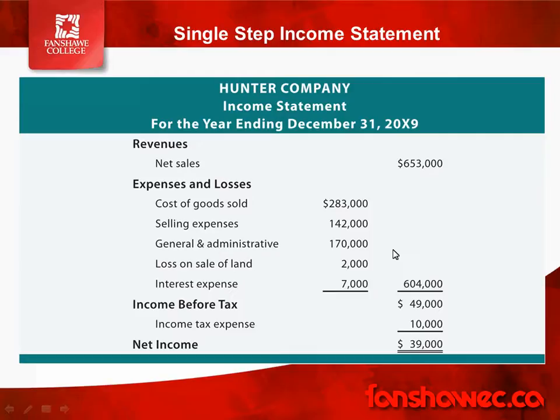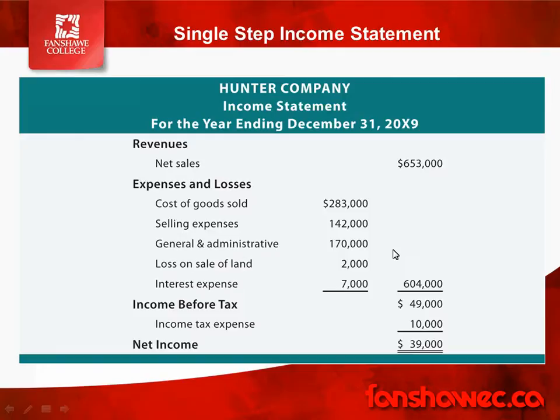Alternatively, what they could have done is taken that $10,000 and brought it up into this expenses and losses section, right? If they would have slotted it in up here somewhere, this new expense total would have been $614K. And then all they would have done is revenues of $653 minus expenses of $614 equals net income of $39,000. So that, in a nutshell, is your single-step income statement. Revenues and expenses with a bottom line subtotal.